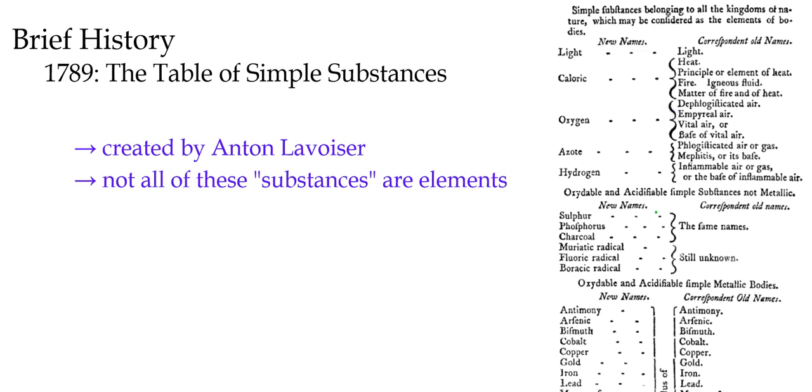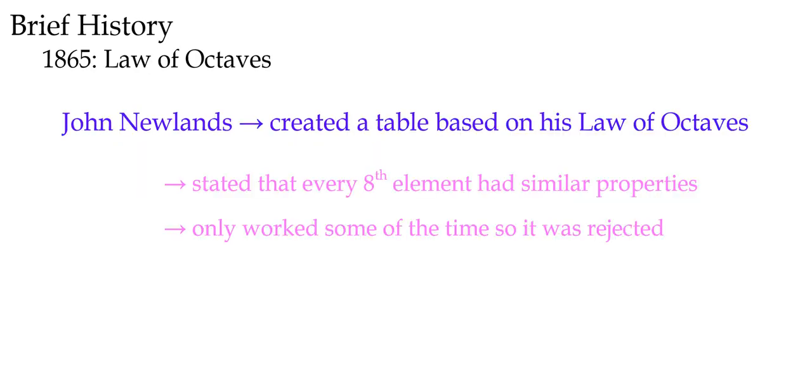Then later on, when we had the ability to harness electricity, we were able to shock certain things and figure out what base elements make them up. And so our table grew a whole lot. So in 1865, there's this guy named John Newlands, and he came up with the law of octaves. Octave comes from the word 8. So he said that every 8th element had similar properties. He noticed a trend, and he was like, okay, this is kind of cool, but it didn't really work all of the time.